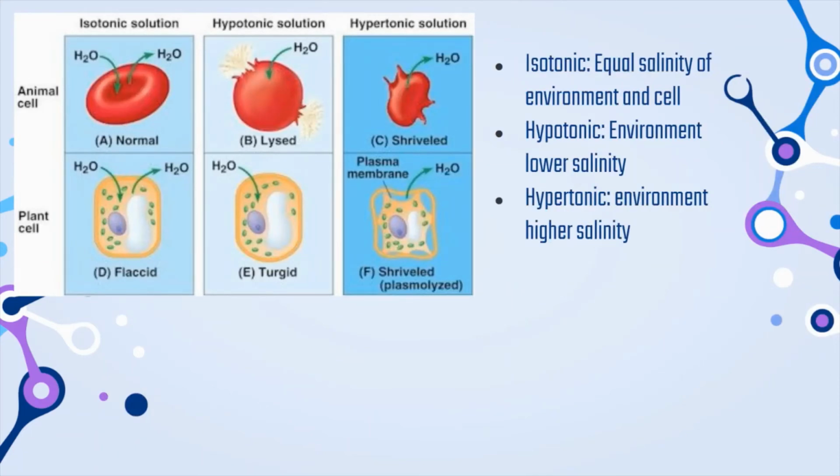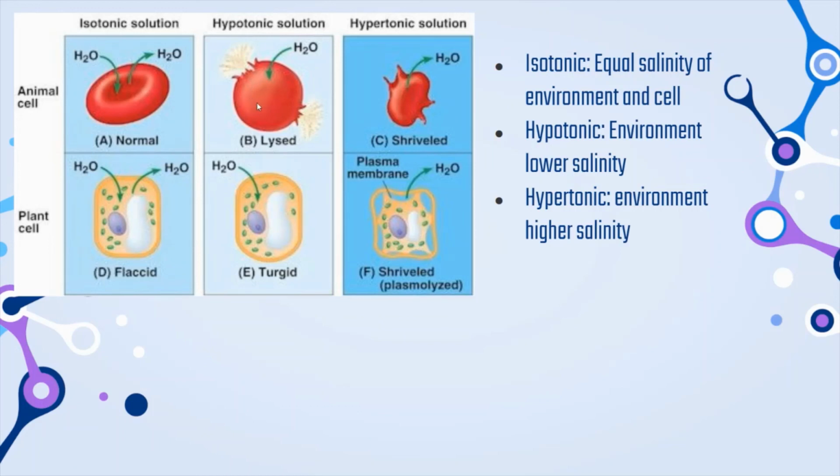So now we will talk about what happens when cells are in different environments. So when it's in an isotonic solution, there will be equal salinity inside the environment and the cell. So you can see in an animal cell and a plant cell, there will be equal water movement inside and out. And this is going to happen because there will be no net osmosis happening. However, in a hypotonic solution, the environment will have a lower salinity, and as a result, water will start coming into the cell due to osmosis.